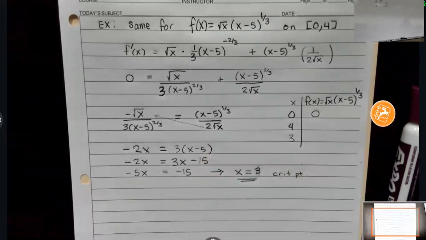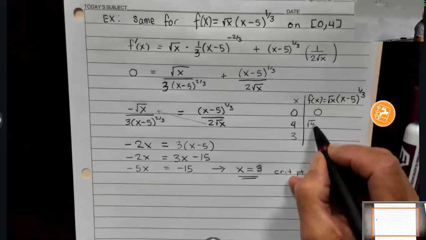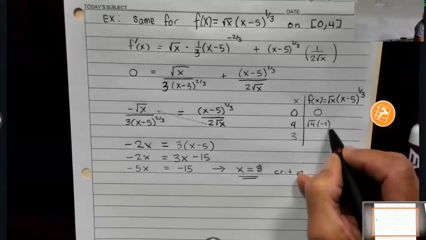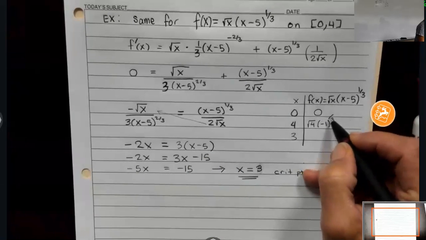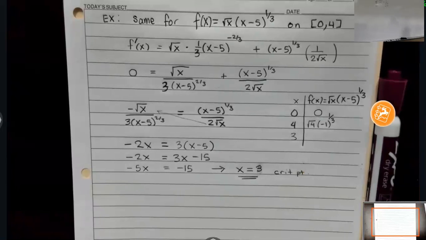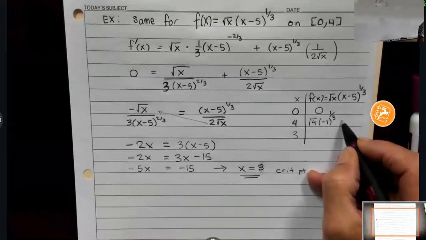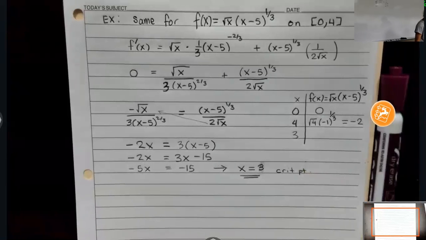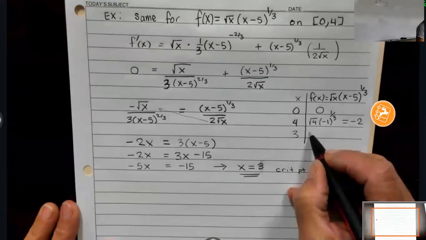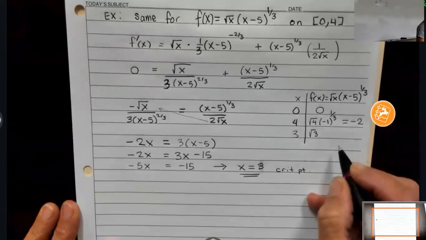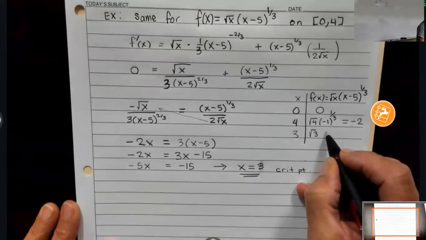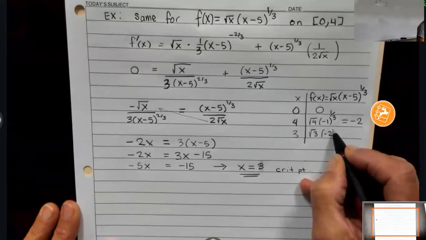If I put a 4 in there, I've got the square root of 4 times negative 1 to the 1/3. A 1/3 power is a cube root. I can take the cube root of a negative number. The cube root of negative 1 is negative 1. So I have negative 1 times 2. F of 4 is negative 2. And then here I've got the square root of 3 times the cube root of negative 2.